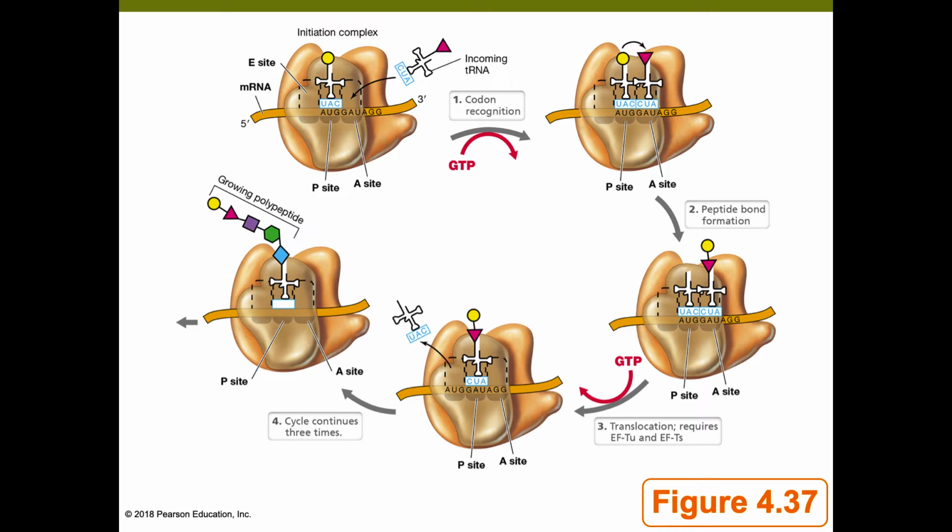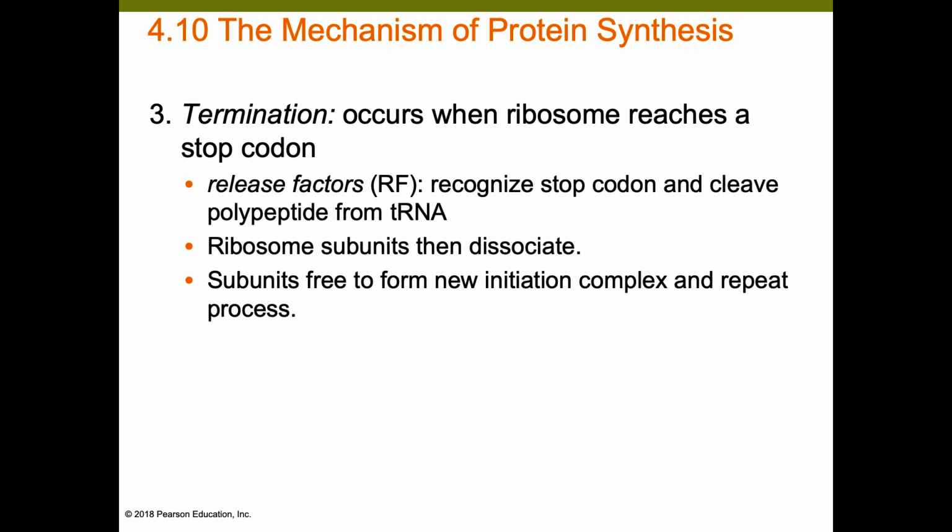So really, every time you want to add an amino acid, just at the ribosome, you have to expend at least 2 GTP. So it costs a lot of energy to make proteins.